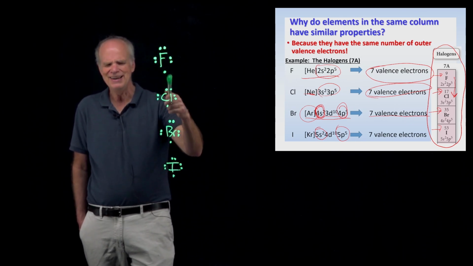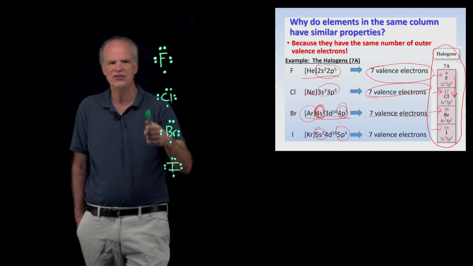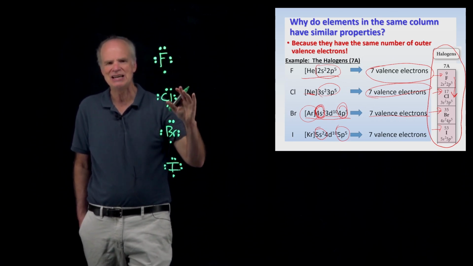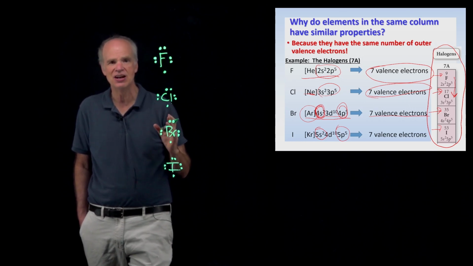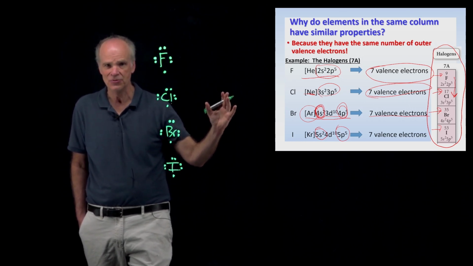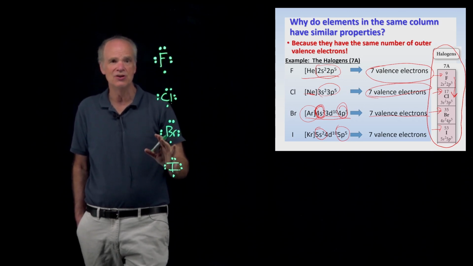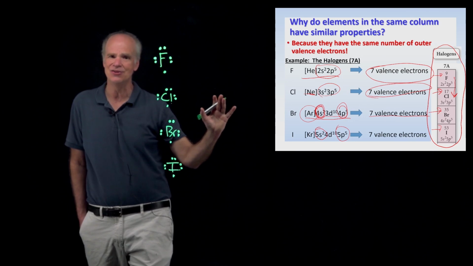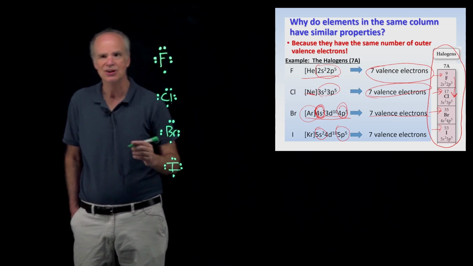Okay, so why is it that these elements have similar properties? The reason is because they have the same number of outermost electrons. There are 7 electrons that can interact with other atoms. And so these elements with the same number of outer electrons will probably interact the same way with other elements. Let me just give you a quick example.